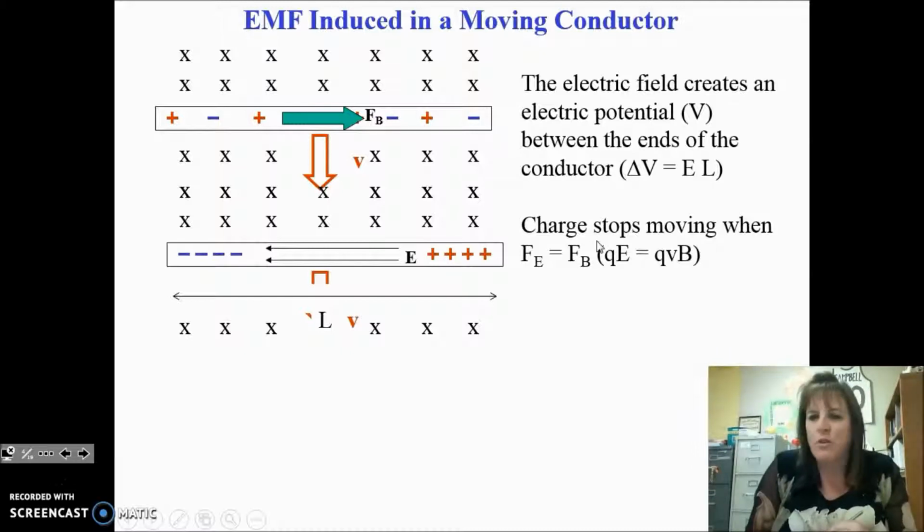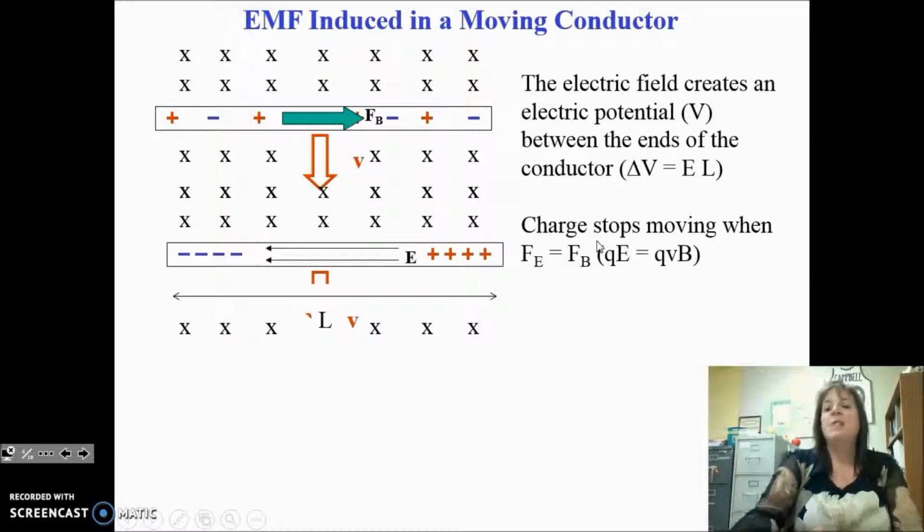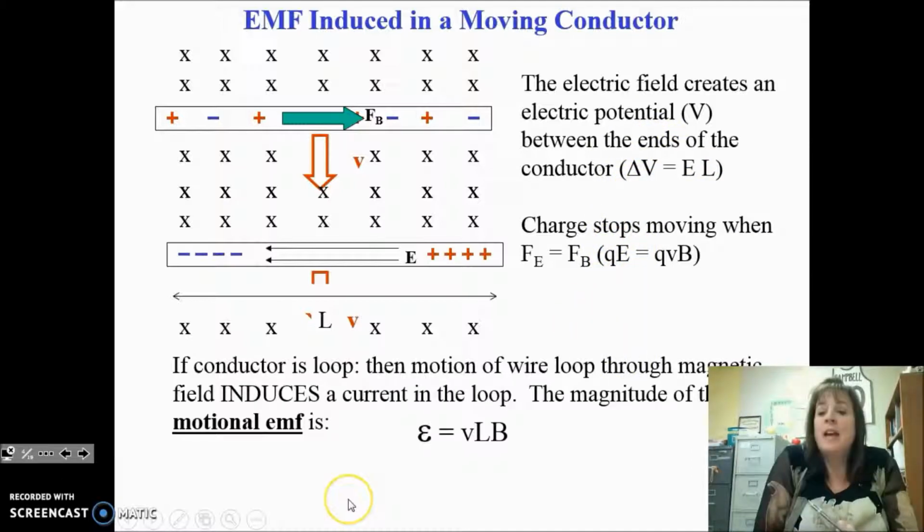You've seen this equation before, right? We looked at it when we were talking about crossed E and B fields. But now I'm going to do something different with it. Yeah, the q still cancels, but if I rearrange this equation to make E, the electric field, equal to the voltage divided by the length, and I plug that in here and do some more rearranging, I get what's called the motional EMF equation.